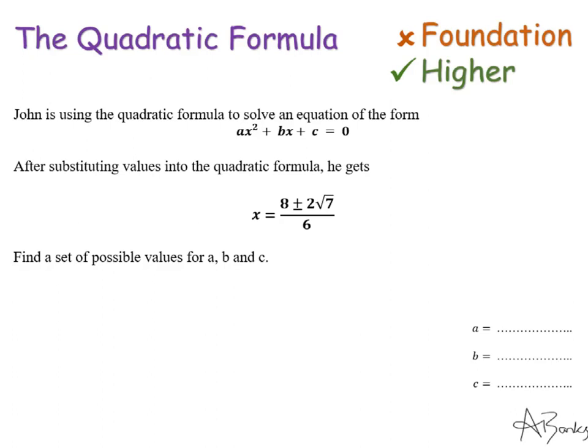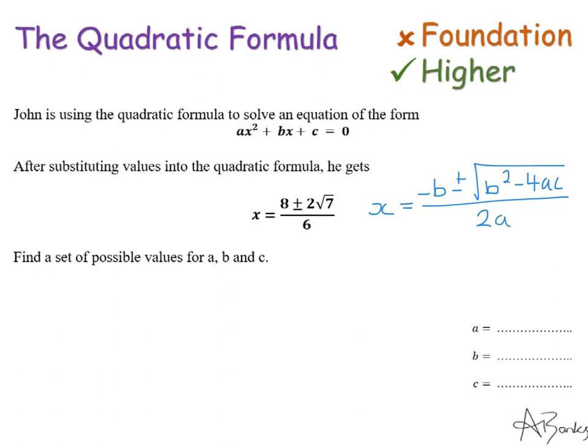So the first thing I'm going to do is write out the quadratic formula just to the side so I can compare it with this simplified version. So the quadratic formula is x equals minus b plus or minus the square root of b squared minus 4ac all over 2a.